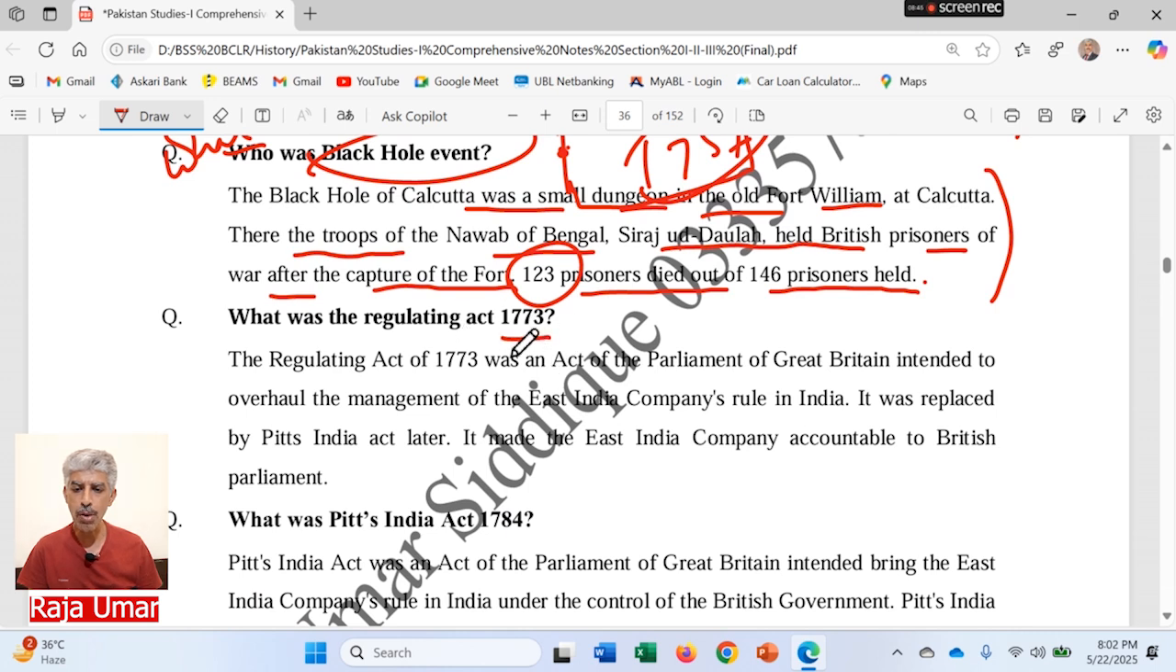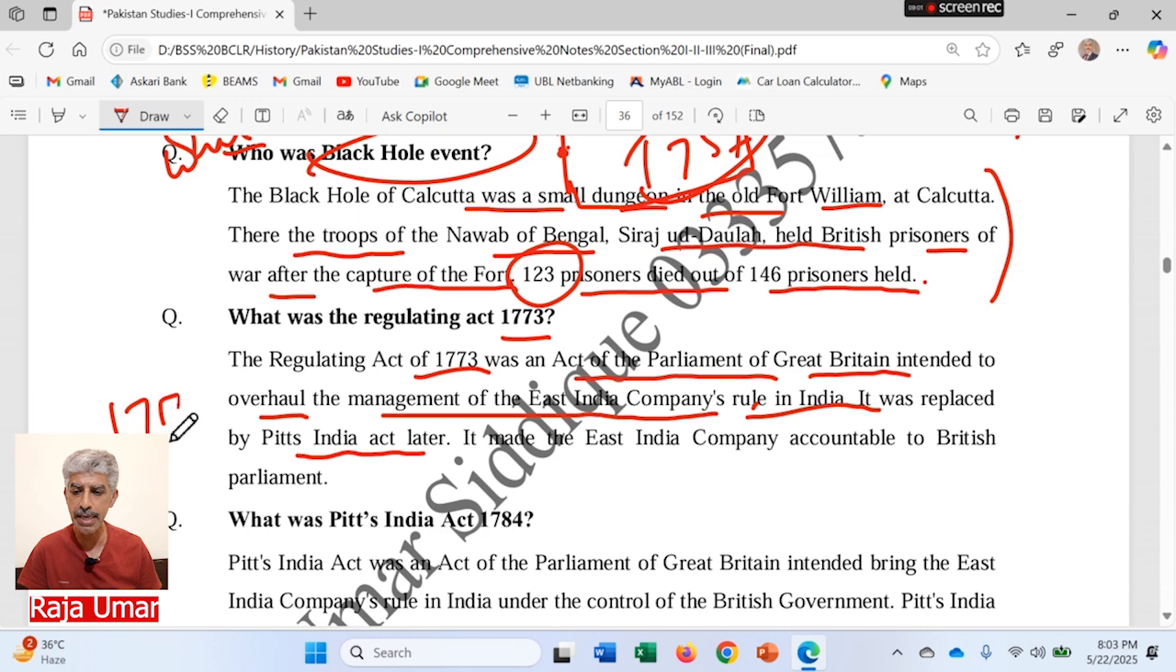What was the Regulating Act of 1773? The Regulating Act of 1773 was an act of the Parliament of Great Britain intended to overhaul the management of the East India Company's rule in India. It was replaced later by Pitt's India Act of 1784. It made the East India Company accountable to the British Parliament.